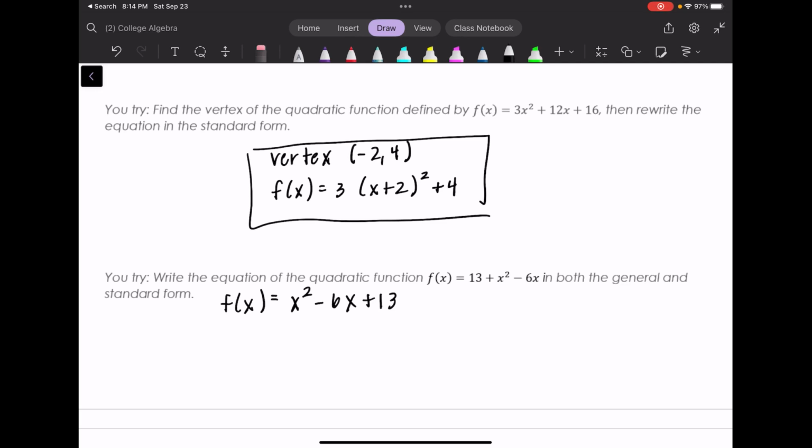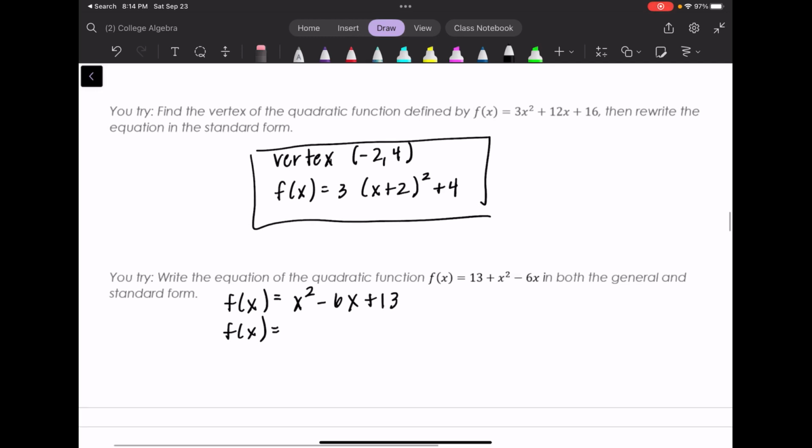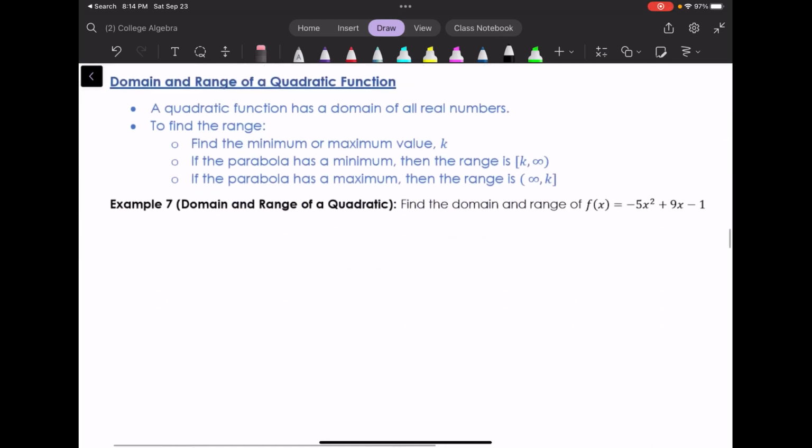All right. And so then moving on to the vertex or standard form, it's going to be x minus 3 squared plus 4. So again, if you have questions about those, ask me during class.